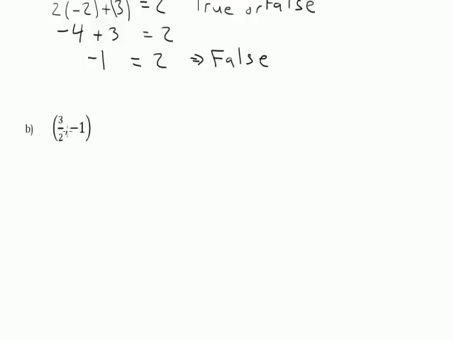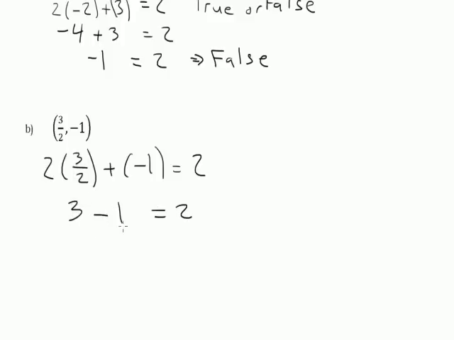We're going to plug 3/2 and -1 into the first equation. That'll be 2 times 3/2 plus -1. Again, we're going to determine whether or not that makes this first equation true. Working through the left-hand side, 2 times 3/2 is 3, minus 1. 3 minus 1 is 2, which does indeed equal 2. That's a true statement.